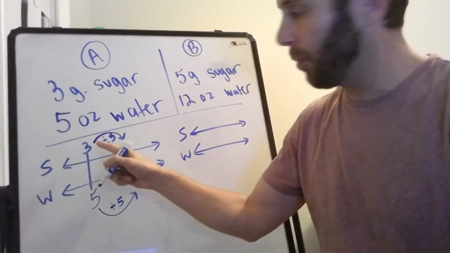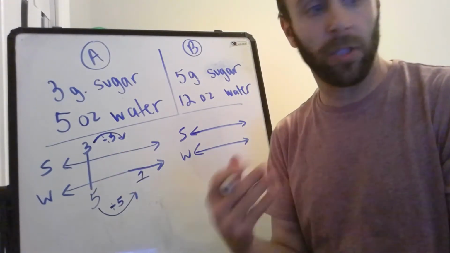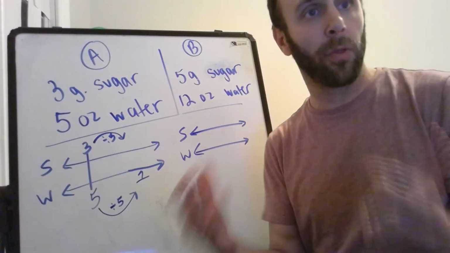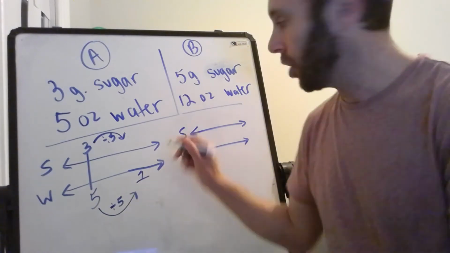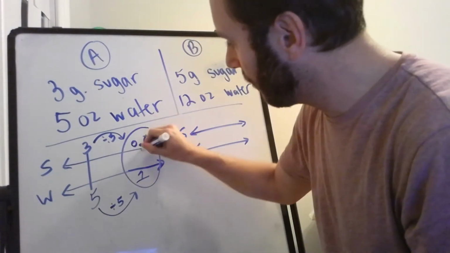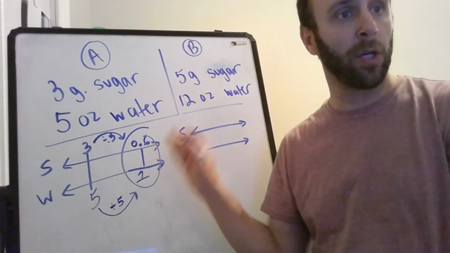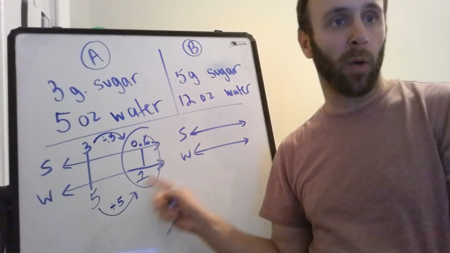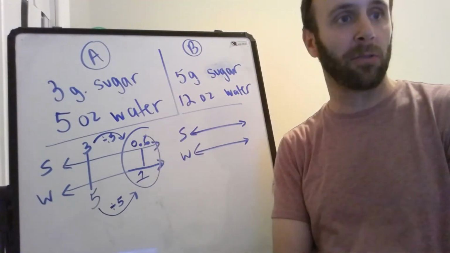Now, please remember, you have to type 3 in the calculator first. We're doing 3 divided by 5. If you do 3 divided by 5 on a calculator, you will get, I promise you, 0.6. And that information is going to be useful to us. So I know in drink A, every time you have 1 ounce of water, there's 0.6 ounces of sugar.